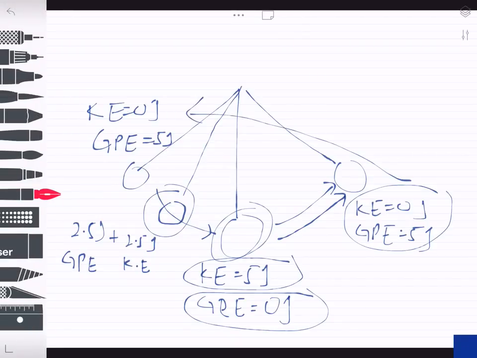So you can see here the amount of total energy is the same, but energy is changed from one form to another.